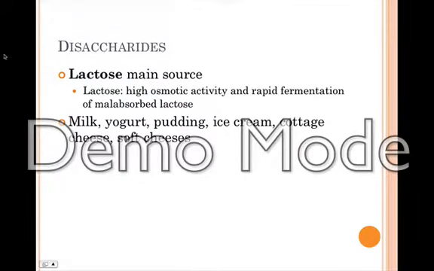The second category is disaccharides. The main source of disaccharides is lactose. Lactose is highly osmotic and rapidly fermented when not absorbed. Sources high in lactose are, of course, milk, yogurt, pudding, ice cream, cottage cheese, and soft cheeses. Aged or hard cheeses are lower in lactose.